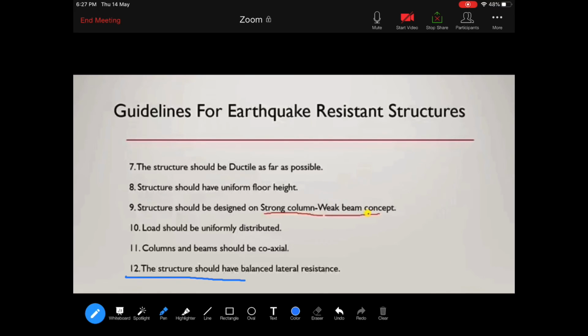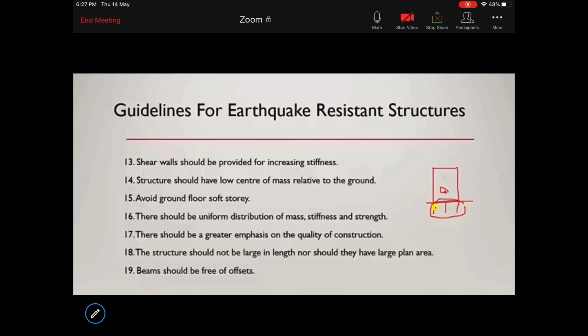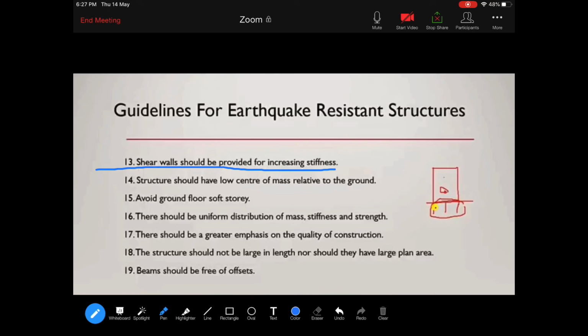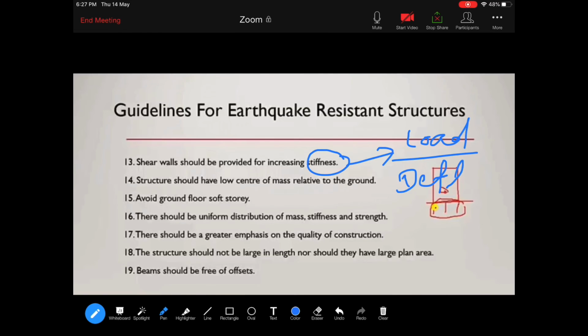Last one is the structure should have balanced lateral resistance. You know what is lateral and longitudinal. Perpendicular to the direction of force is lateral resistance. So next one is shear wall should be provided for increasing stiffness. What is stiffness? Stiffness is force per unit deflection, load per unit deflection also, that is stiffness.